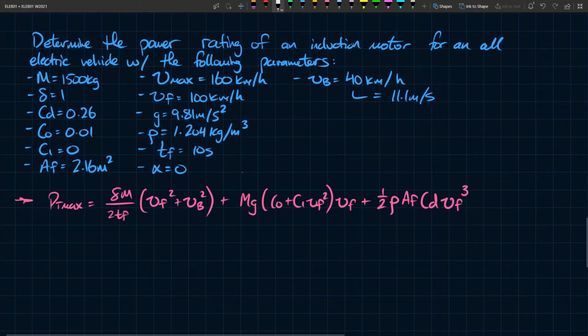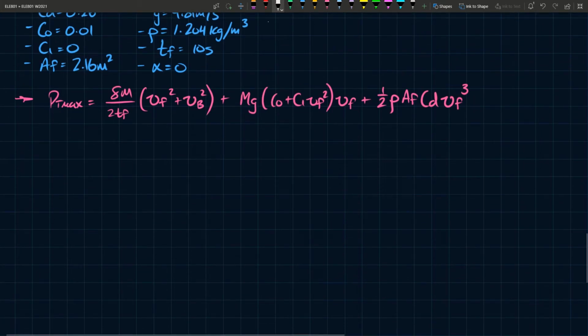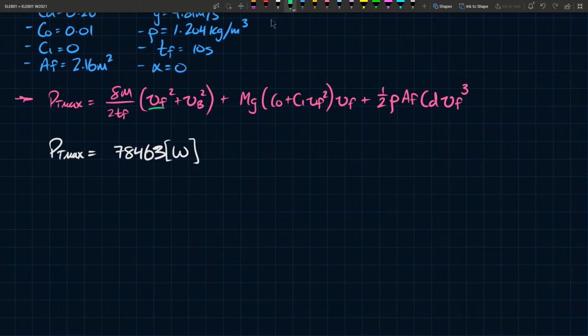We can jump right in. If we want to calculate the maximum power, we can plug all these parameters into this expression. I'm not going to do that step by step, but I will give you the answer so you can check your understanding: 78463 watts. Be mindful that these speeds should all be in meters per second, and there's a factor of 3.6 to convert meters per second to kilometers an hour.